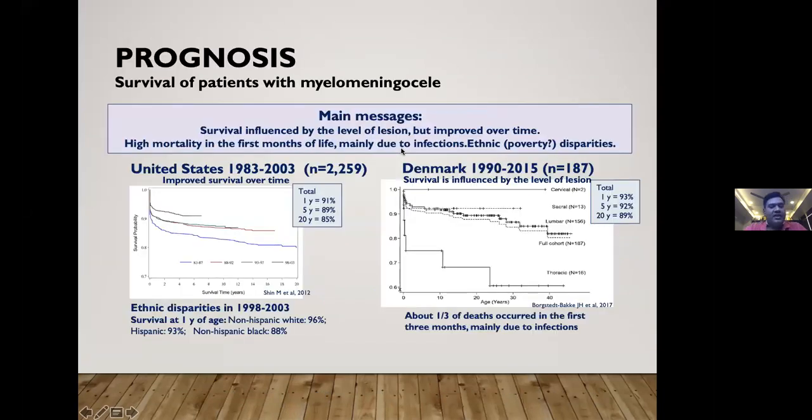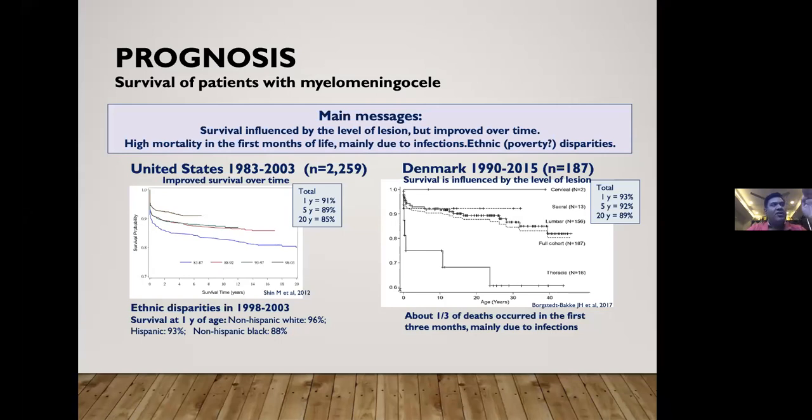So as you can see, as far as the prognosis is concerned, the survival is mainly influenced by the level of the lesion, the openness of the lesion, associated hydrocephalus, and the size of the lesion. And you can see that the developed countries have most of the data where 1-year survival is around 91%, 5-year 89%, and 20 years 85%. So overall, the bottom line is that the survival is not an issue.